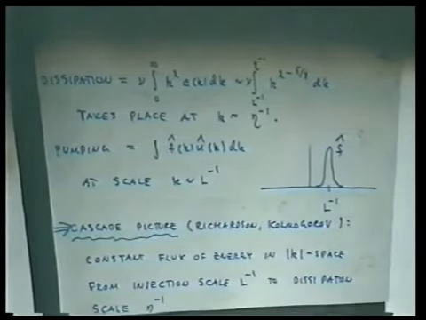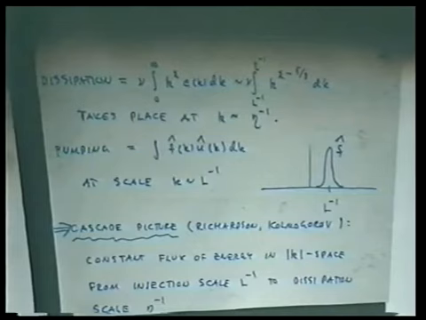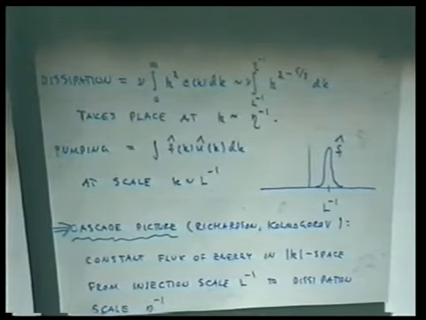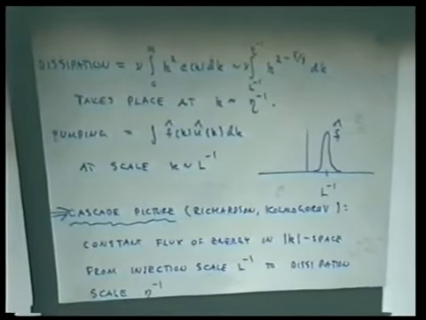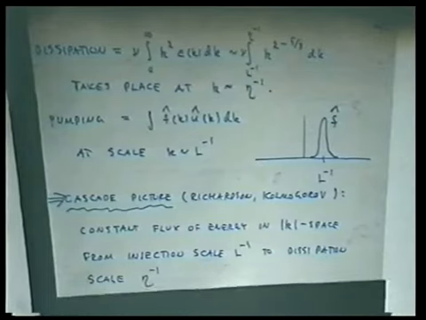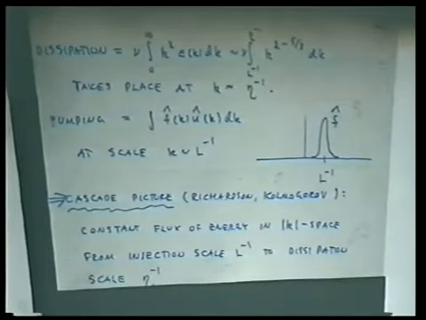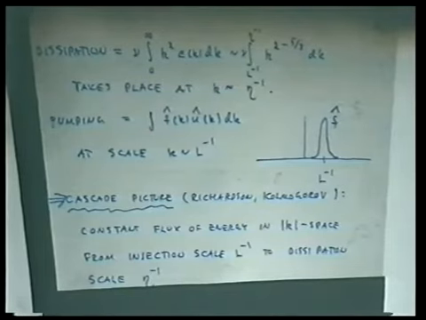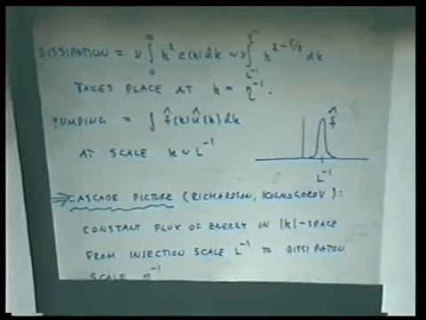So this is the cascade picture of Richardson-Kolmogorov. Constant flux of energy in momentum space from injection scale to dissipation scale. That's the official picture of turbulence, or what at least one would like to perhaps, well, if forced to bet, to be true.